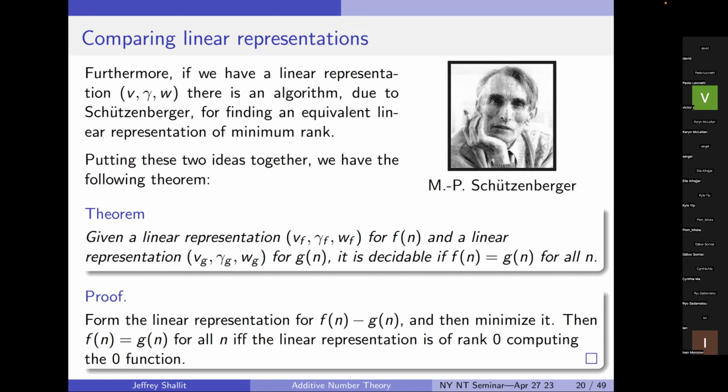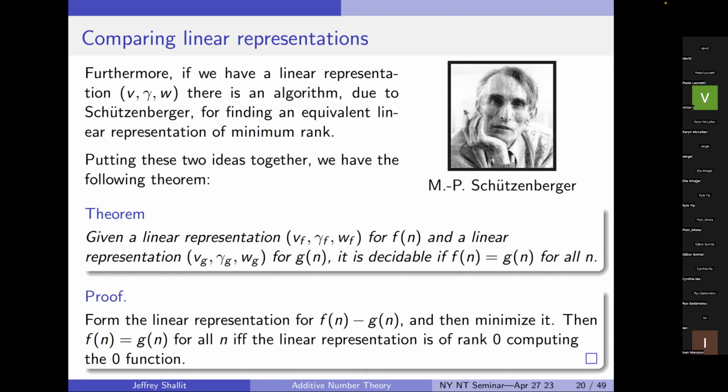So if we put all that together, we can say if we have a linear representation for one function f and a possibly different linear representation for some function g, we can decide with an algorithm if f and g are the same function. The way we do it is we form this linear representation for f minus g, and we minimize it. When we minimize it, if it was zero everywhere, this would be the rank zero linear representation that computes the everywhere zero function.